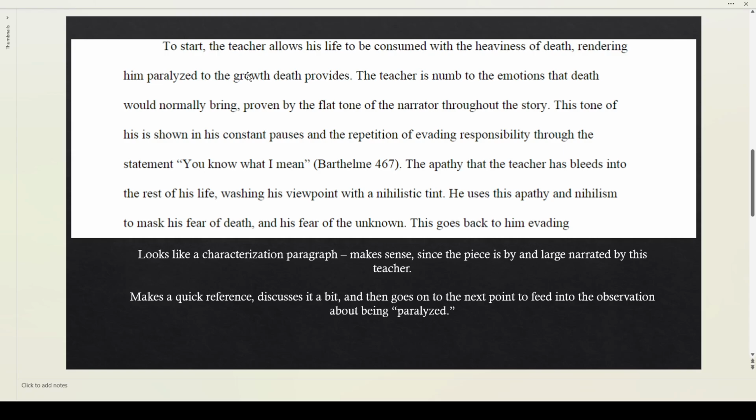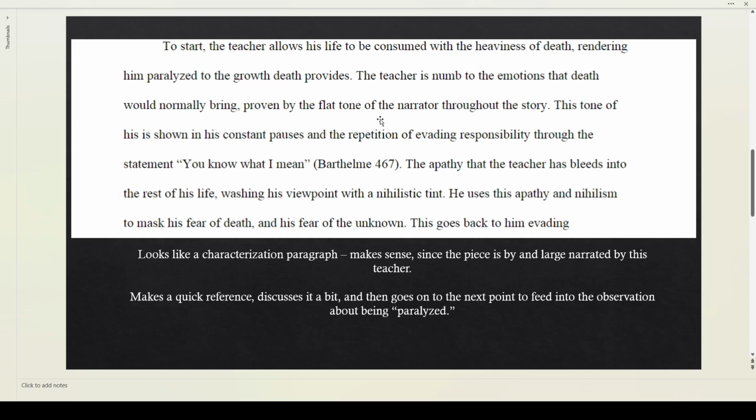So the student goes on, the teacher is numb to the emotions that death would normally bring, proven by the flat tone of the narrator throughout the story. This tone of his is shown in his constant pauses and the repetition of evading responsibility through the statement, you know what I mean. And this is cited correctly in this case, right? So again, we have to have a little summary. We have to have a little bit of context for our paragraphs, right?